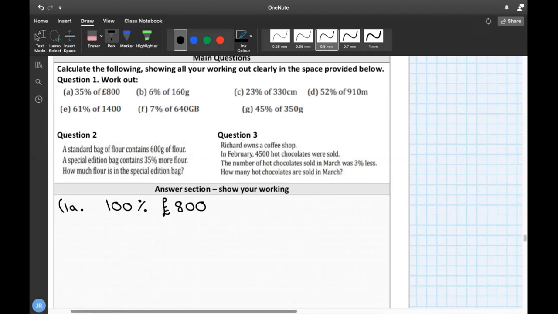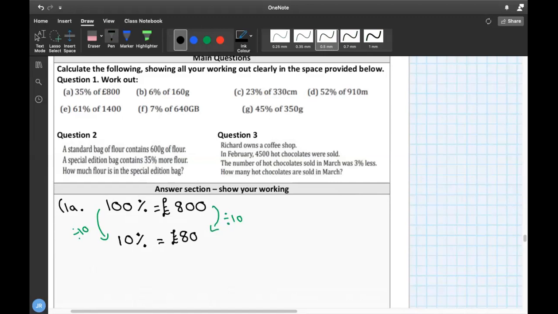What amount have I been asked for? I've been asked for 35%. That's what I've been asked to find. So I'm now trying to get a mixture of 10%, 5%, and 1% that will give me the 35% that I need. First thing I'm going to do is get 10%. How do I get from 100% to 10%? I divide by 10. So that's what I'm going to do with my amount here and divide that by 10. £800 divided by 10, that leaves me with £80.